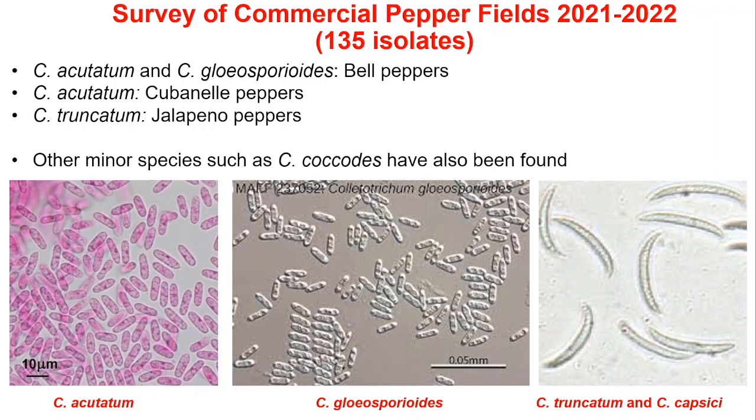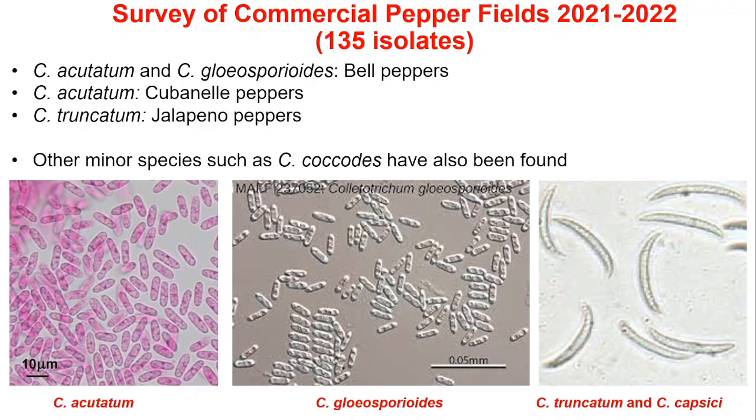We found that in bell peppers, there are 2 main Colletotrichum species. One is Colletotrichum gloeosporioides, another is Colletotrichum acutatum. This is how acutatum would look, and this is how gloeosporioides would look. Very difficult to distinguish unless you are a mycologist or a trained eye. You cannot distinguish under the microscope, so we have to rely on molecular methods too. Now, in cubanel peppers, the main pathogen which we recovered was Colletotrichum acutatum, not gloeosporioides.